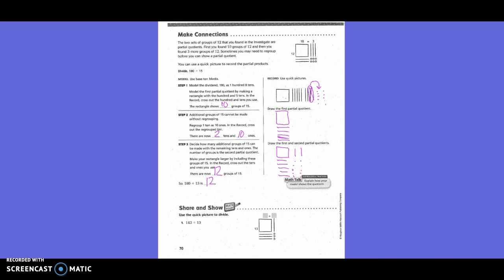So they have 143 divided by 13. What they did was over here on the side, they had how many rows? 13, right? Okay. Then over here, how many columns do they have with this flat? 10. And then how many columns do they have with this single 1? So 143 divided by 13 would be 11.